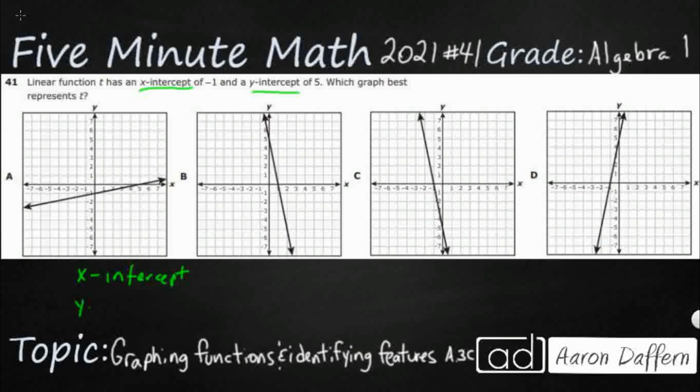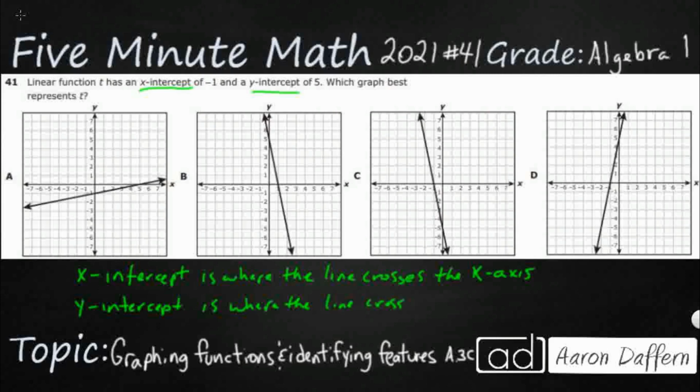X-intercept and y-intercept. They are related, just slightly different. The x-intercept is where the line crosses the x-axis. Now, the line just represents the function, but we'll just call it the line. And then the y-intercept is where the line crosses not the x-axis, but since it's the y-intercept, it's going to cross the y-axis, so that makes sense.